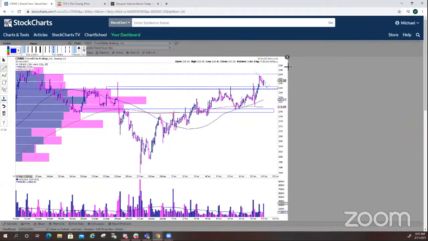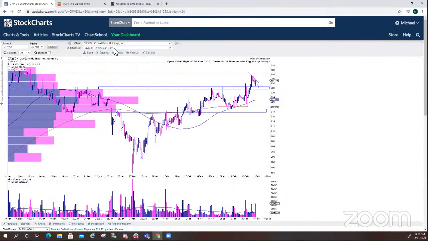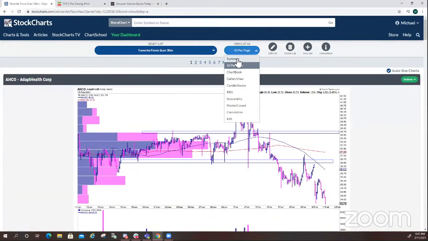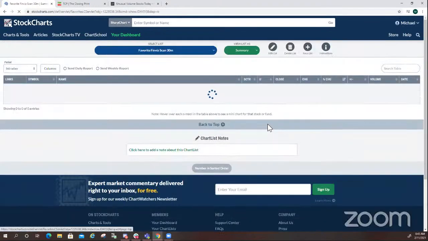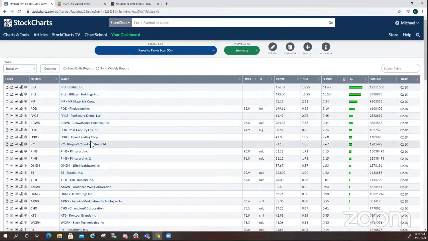So the other way that I do relative strength is I have this scan. Okay, so we'll do end of the day. And basically, I can just go to summary here in StockCharts. You can do this in any of your trading platforms. And I want to see the stocks that outperformed yesterday.